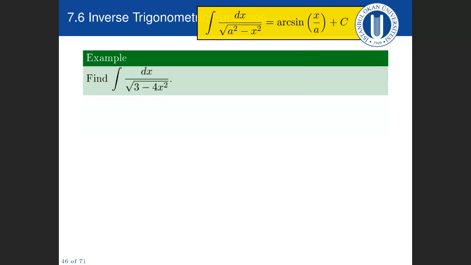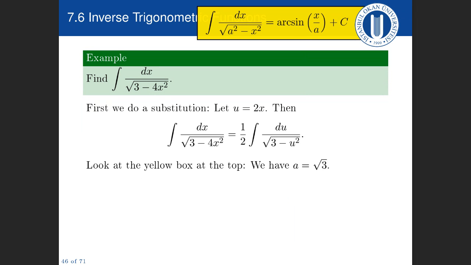Find the integral of dx over the square root of 3 minus 4x squared. Right, it's not quite what we have in the yellow box. We need to do a substitution first. We're going to let u be equal to 2x. And then when we do the substitution, I'll leave it for you to check, we get a half integral of du over the square root of 3 minus u squared. And that does look like what we have in the yellow box.